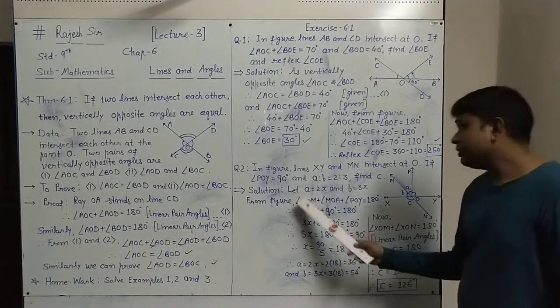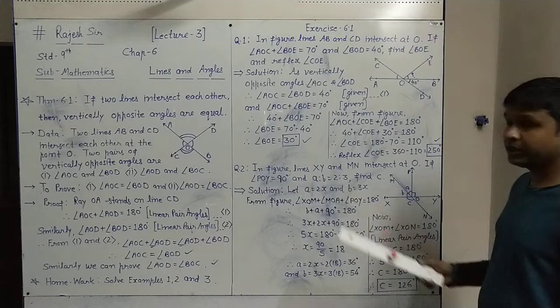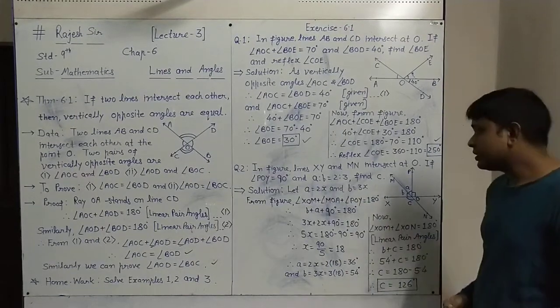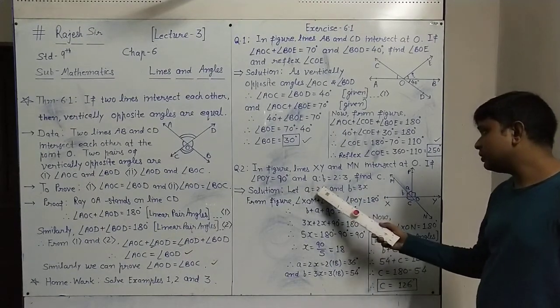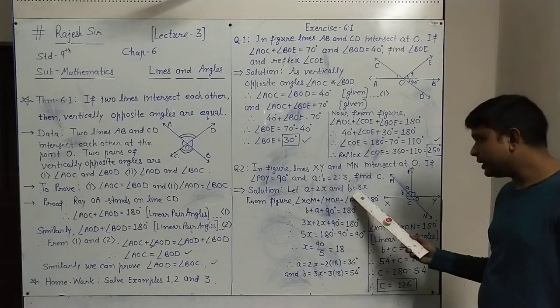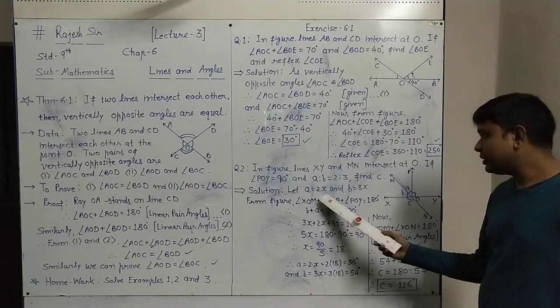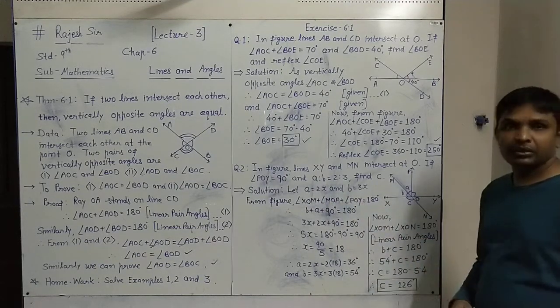So for the solution, we will start with the ratio given: A is to B equals 2:3. This can be considered as A being 2x in ratio, so B will be 3x in ratio. So A equals 2x and B equals 3x, that will be assumed.